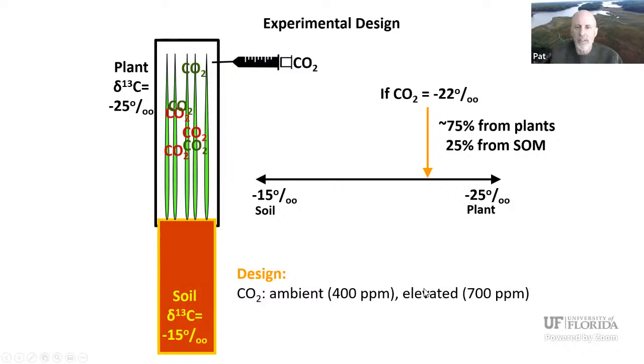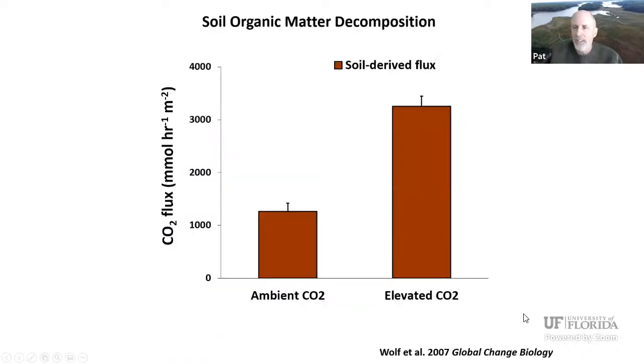We did it under ambient CO2 and elevated CO2. And this is what we found. We found that at elevated CO2, soil organic matter decomposition rates were far higher, 3 times higher. So even though the plants were growing faster, the decomposers were also decomposing faster. And that's this homeostasis thing I'm talking about.